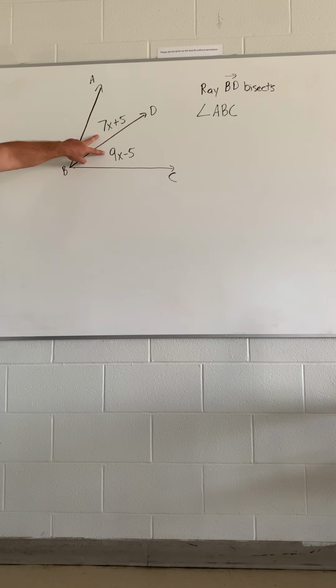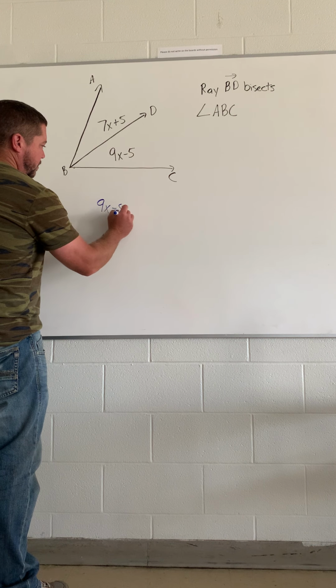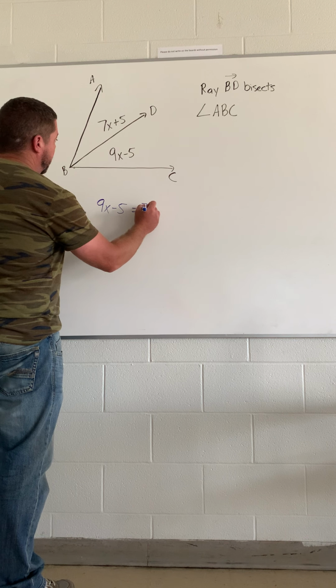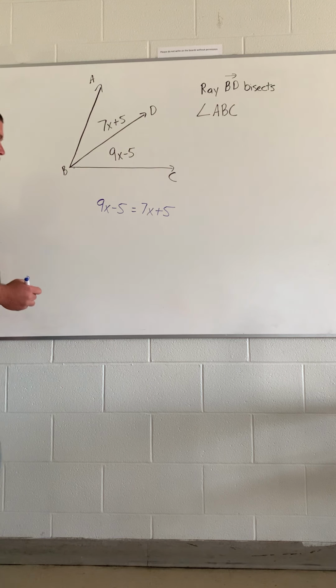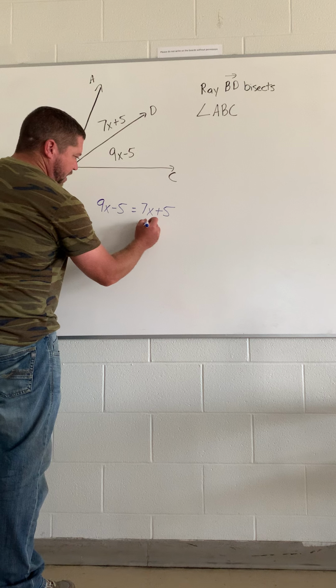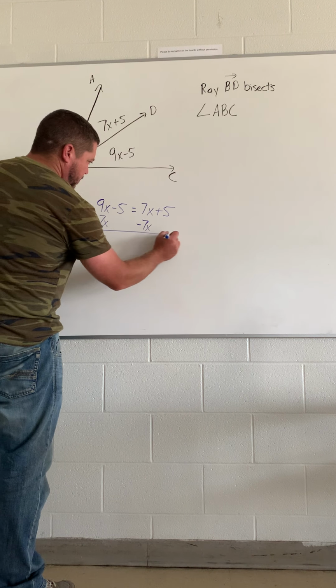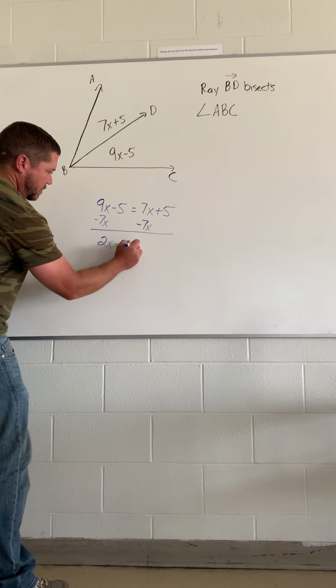So to solve for x here, because I've got one angle measure and another angle measure, and they're the same, I'm going to set them equal to each other. So take angle CBD and set it equal to angle ABD. And then solve for x just like we've done in the past. Subtract 7x from both sides. And we're left with 2x minus 5 equals 5.